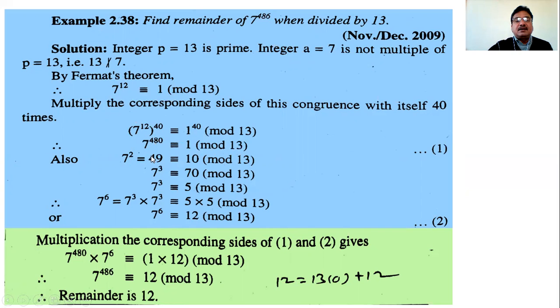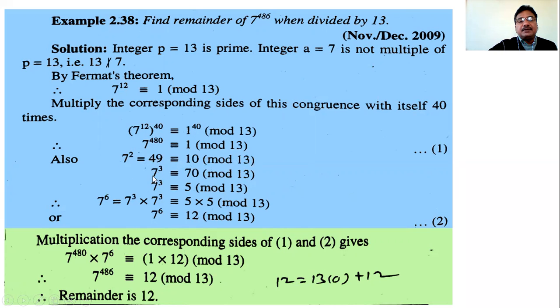And then we now find 7 square. What is 7 square? It is 49. Is congruent to what modulo 13? If we subtract 10 from this 49, then we have 39, and 13 divides 39. That is, 13 times 3 is 39. So fill this blank place, it is 10. Then 7 square is congruent to 10 modulo 13.